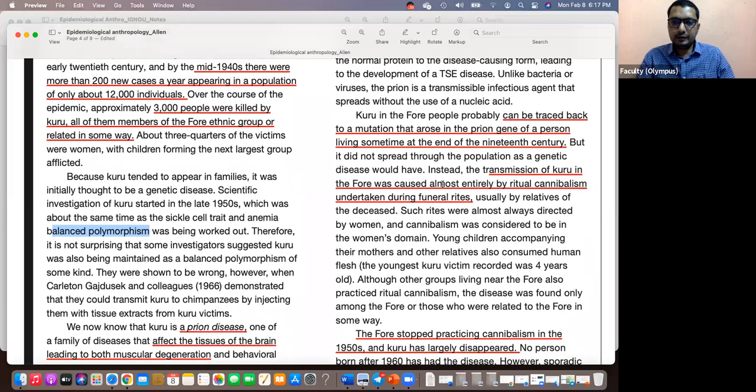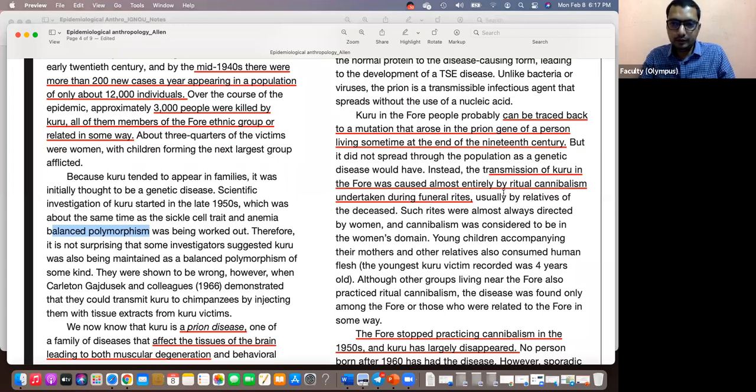It was entirely caused by the ritual practice of cannibalism undertaken during funeral rites. During the funeral, they were opening the skull of the person and eating it. They were practicing cannibalism here. And interestingly, who gets the choice to eat here? Women and children. That is why they were mostly affected.